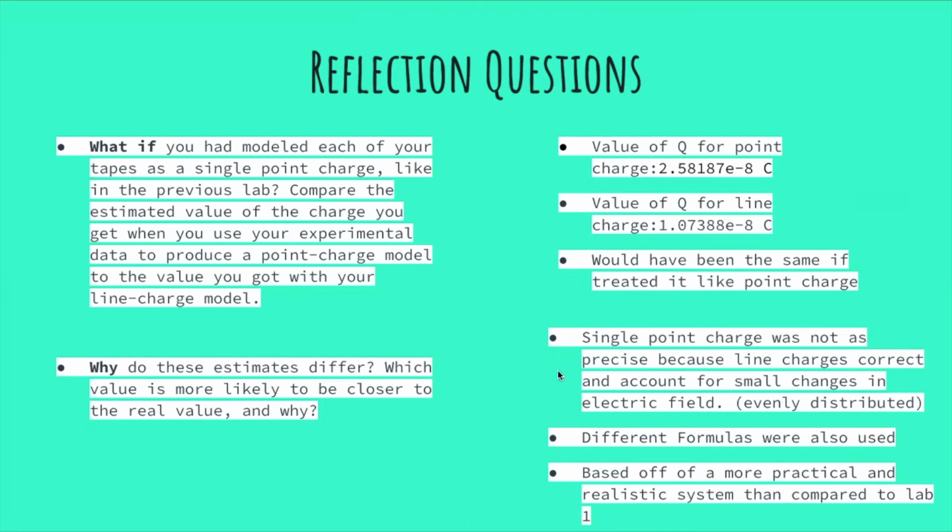They differ because we used different formulas and we used a more practical and realistic system compared to lab 1. But we also accounted for small changes within the electric field, and therefore they were able to be evenly distributed.